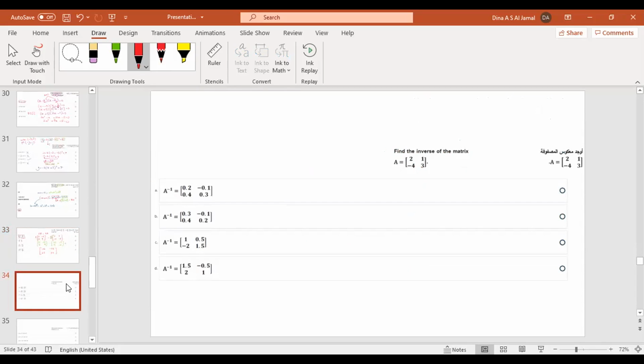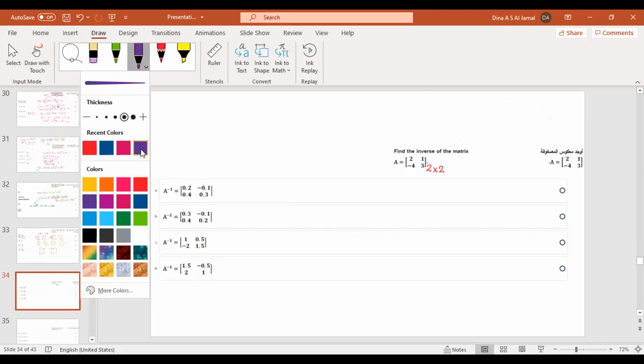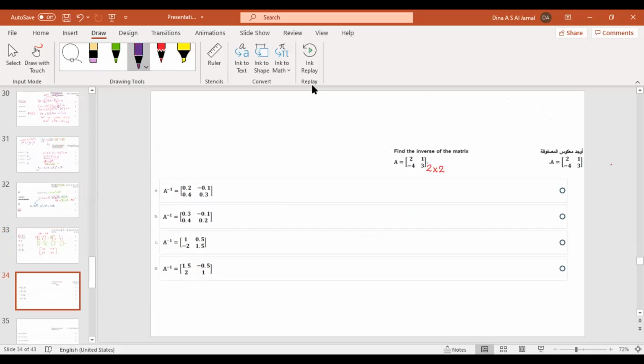Now, let's find the inverse of the matrix, and you are having a 2 by 2 matrix, so pay attention. Maybe next time it will give you a 3 by 3 matrix. So let's see how to find the inverse of a 2 by 2 matrix. First of all, let's follow these steps. Find the determinant of this matrix, determinant of A.